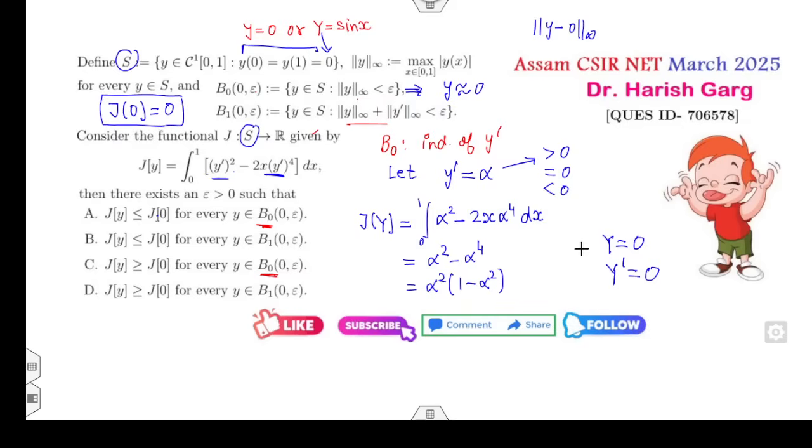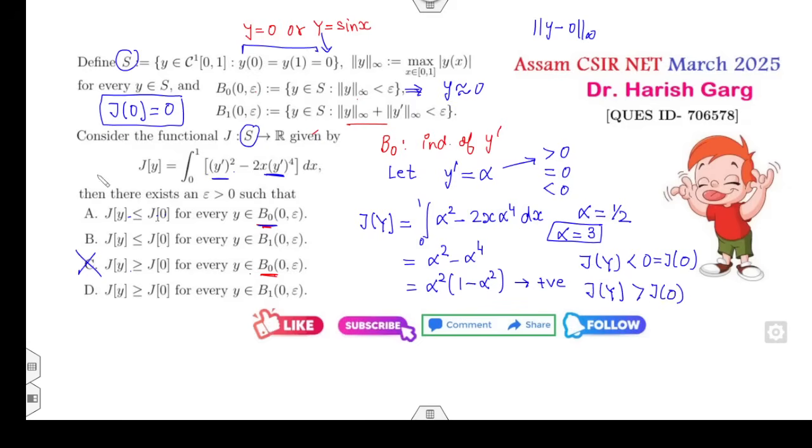Is it okay? Now again, I can choose alpha to be, say, 3, then this number will become negative. Therefore in that case J of y will be less than 0, that is, less than J of 0. So on the B0 curve J of y less than 0 is fine, but J of 0 greater than 0 is wrong. On the other hand, if I choose alpha as half, then this number is positive. In that case J of y is greater than J of 0. Then the first option is cancelled.